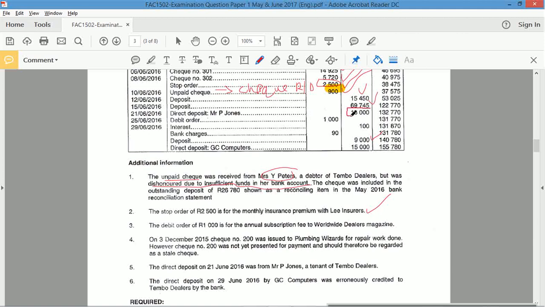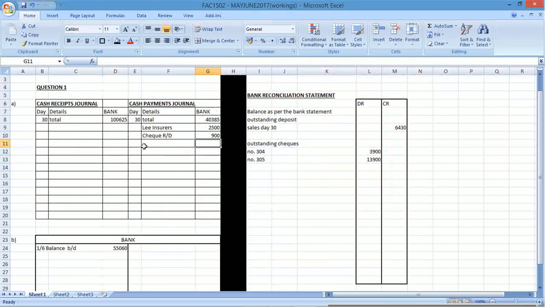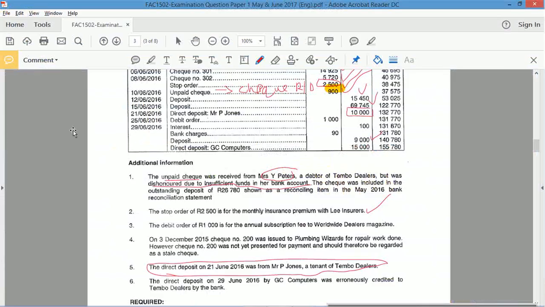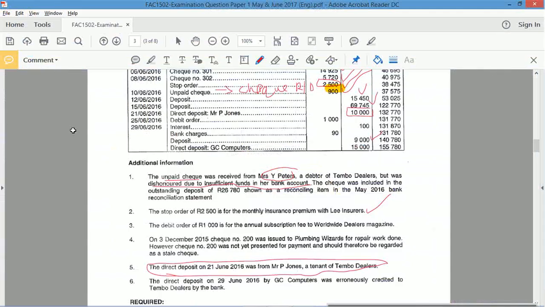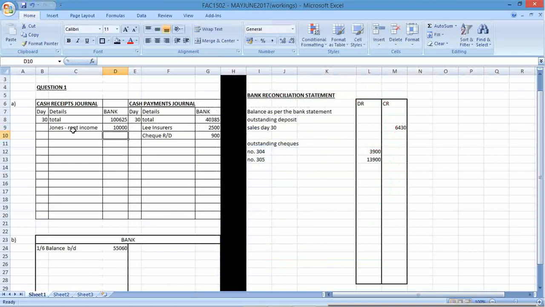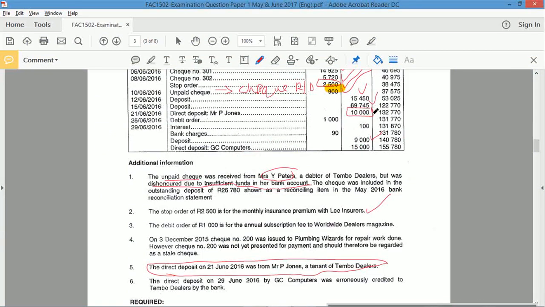What is this for? P. Jones, direct deposit. A tenant of Tambo Dealers. Okay, so if it's a tenant, they're earning rent. So that would have gone to your cash receipts. It's an adjusting journal entry. This was for who? Jones. Rent income. How much they owe you? 10,000, which was directly deposited in your account. See that? Tick that. Okay, debit order 1,000.